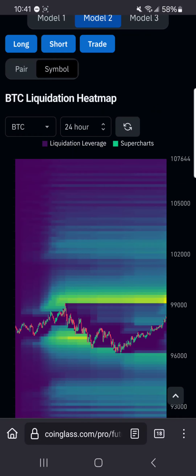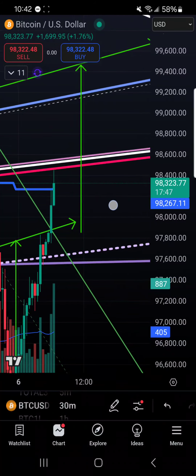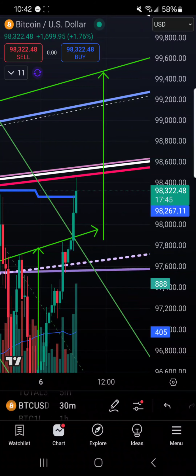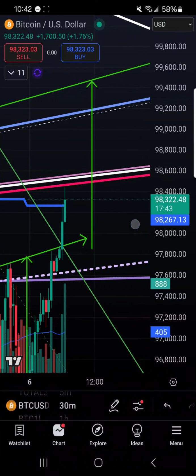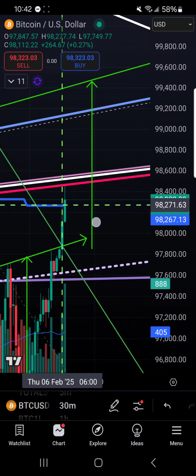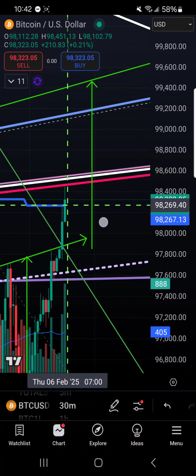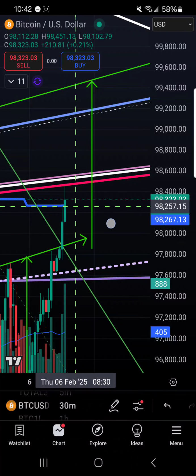Anyway, now here we are on the 24-hour view of the liquidation heat map. And maybe we do keep going up to that yellow above 99,000. We have come through the 55-day exponential moving average here.